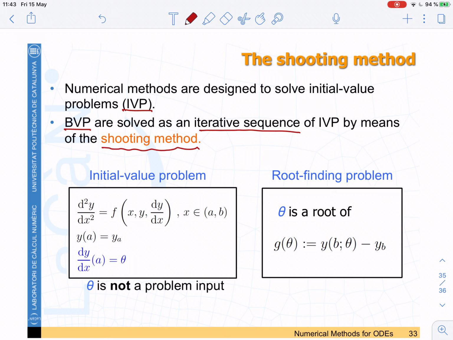The idea is the following: we write an initial value problem with the two following initial conditions. The one given by the problem and another one on the slope, where theta is not a problem input but a variable to be determined. And this is done by solving a root finding problem. The right value of theta is the one that makes the trajectory hit or meet the boundary condition y at b equal yb.